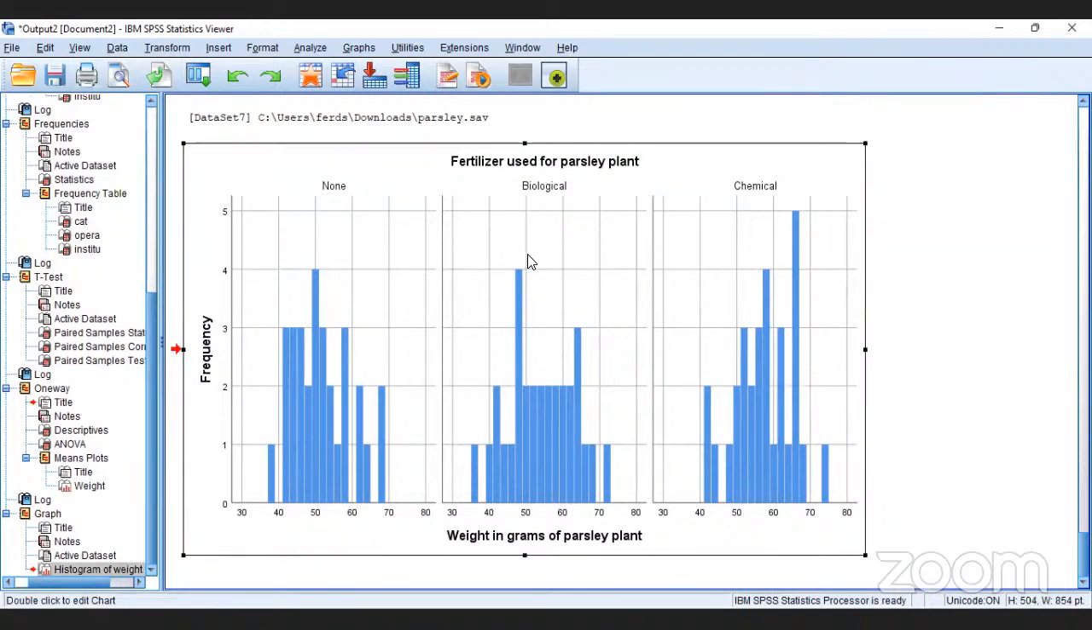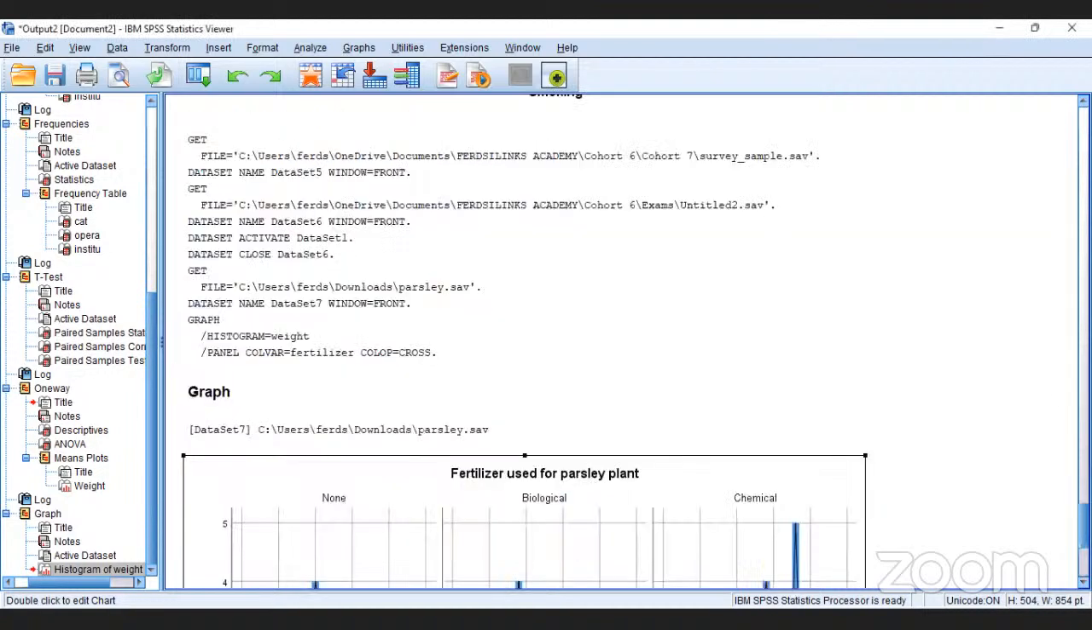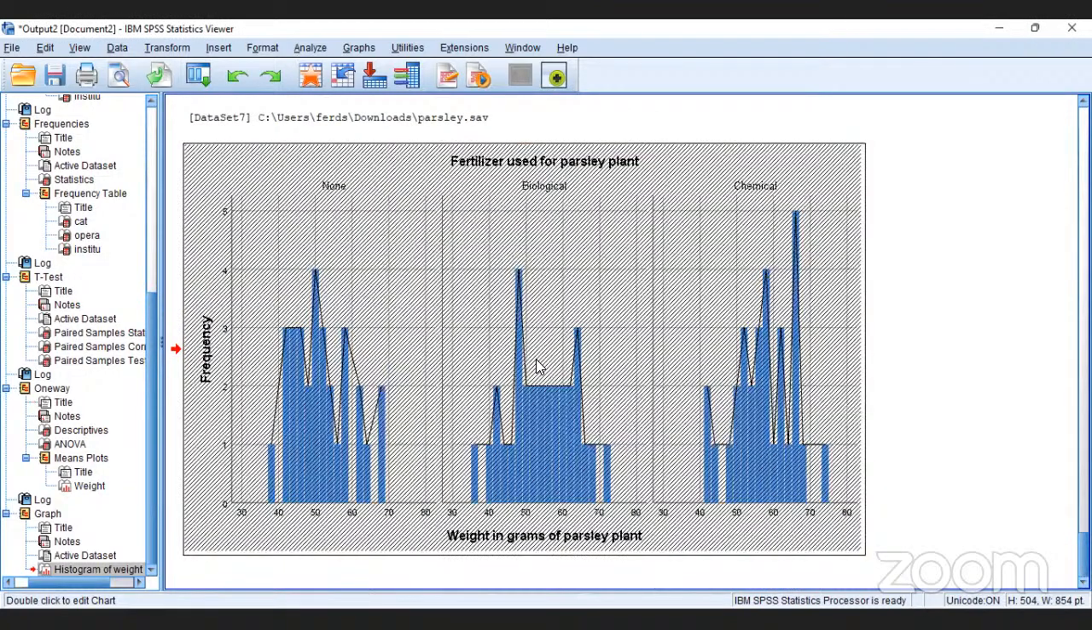Let me see if I can superimpose the normal distribution curve here. Oh, we have it here. Let me see. No, this one. No. Okay, this should be it.